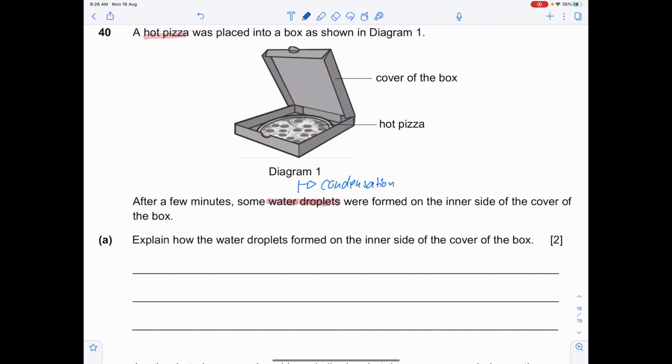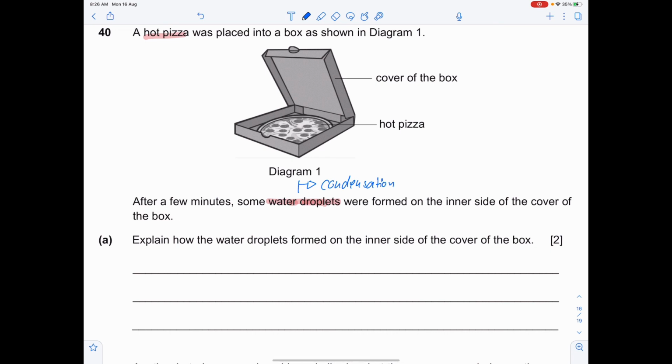Because there is a layer of air, you think about it, between the material of the box. There's a layer of air, and air is a poor conductor of heat. It will actually prevent heat being lost from the pizza to the outside surrounding. It will slow down the rate of heat loss. And this is the part that a lot of students have issue trying to answer, because a lot of students don't understand that it's required to talk about heat loss from where to where.